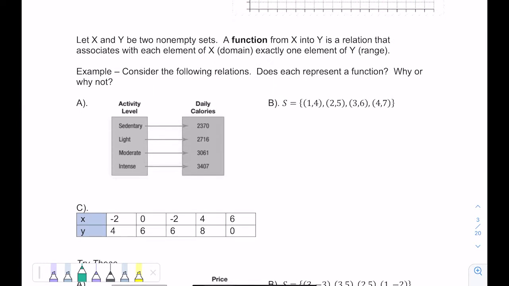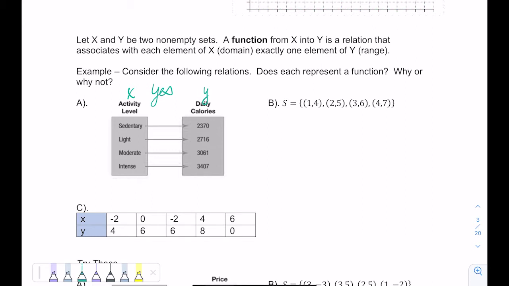So as you can see in this mapping here, activity level and daily calories, each x, so if x is activity level, and y is your dependent variable, right? The daily calories depends on how active you are. Each x corresponds to exactly one y. So right here we have a function. This is a function. All the x values are different.